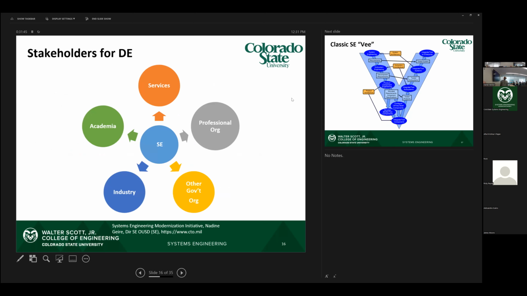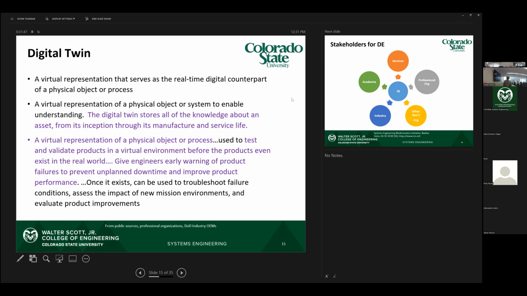So here again, definitions of that digital twin. And those are things that we're going to be talking about, and it's going to be really important to everything digital engineering as we go. Are there any questions on that?